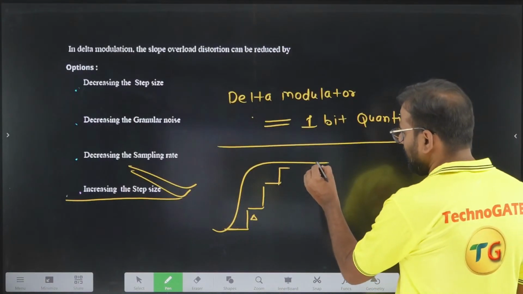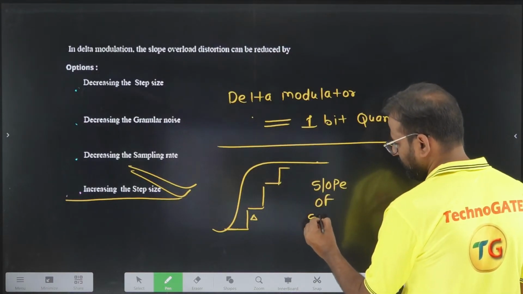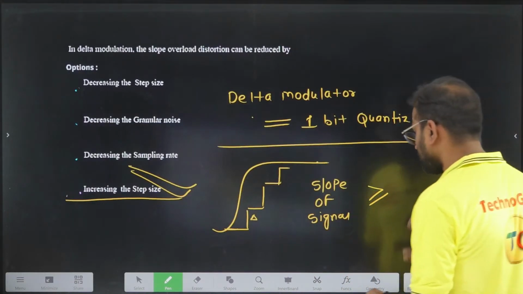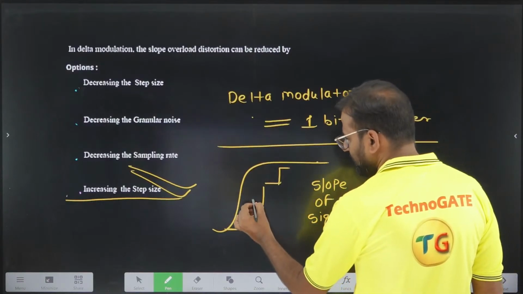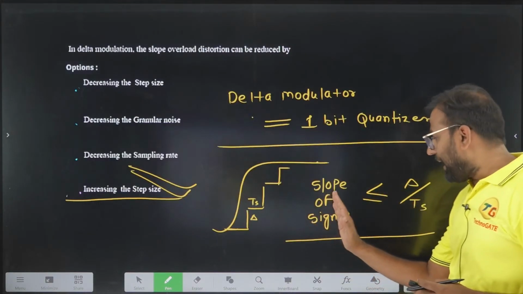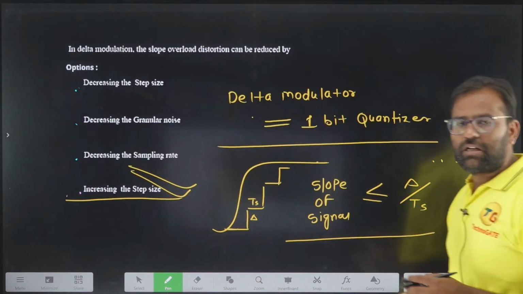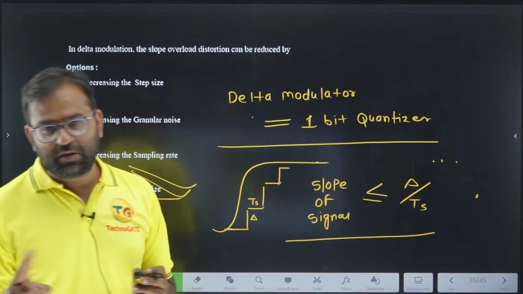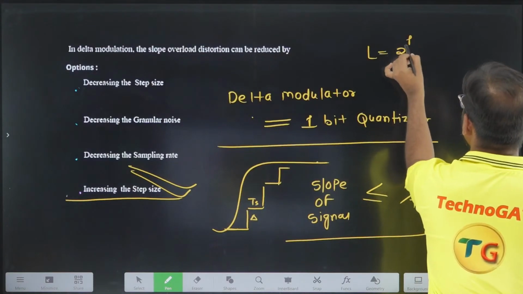So what is the idea? The slope of the signal must be less than or equal to delta, the step size, divided by Ts, the slope of this staircase waveform. This is the idea to avoid slope overloading in a delta modulator, a very special modulator and quantizer which converts everything into two levels, or one bit. One bit quantizer means how many levels? 2 raised to the power 1, which means 2 levels.